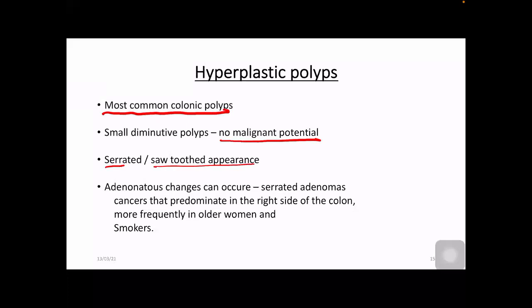So what are serrated adenomas? What is the peculiar feature? There are 3 peculiar features. Number 1, it is more common in the right side of the colon. Number 2, it frequently occurs in older women, and number 3, in smokers.